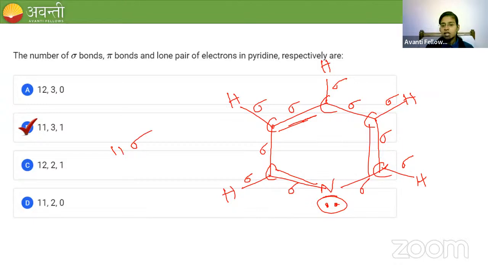And how many pi bonds? 1, 2, and 3. So there are 3 pi bonds. And how many lone pairs? We have 1 lone pair. So that's why option B is the correct answer for this question. Okay. Yeah, correct.